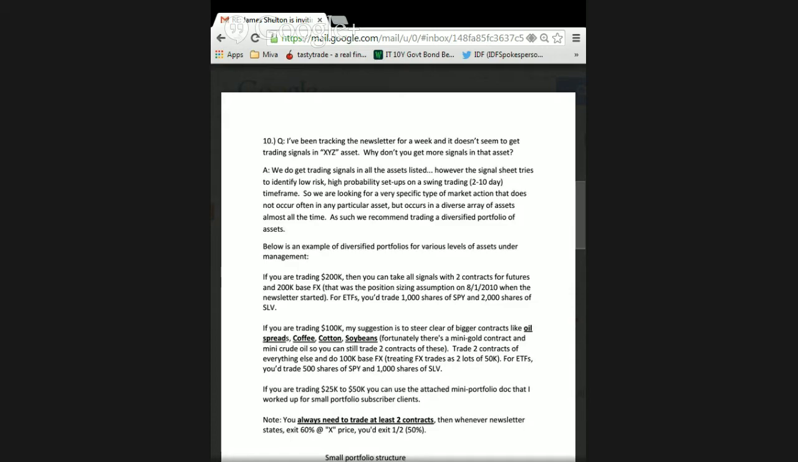For example, when we're trading $1 million in the signal sheet, we're just going to take 10 lots of corn. We're going to trade 10 contracts of corn and 10 contracts of crude oil, despite the fact that crude oil is much more volatile than corn. In my real trading accounts, I definitely trade more corn and less crude because corn is much less volatile. And we do advise that real-time subscribers do this as well.